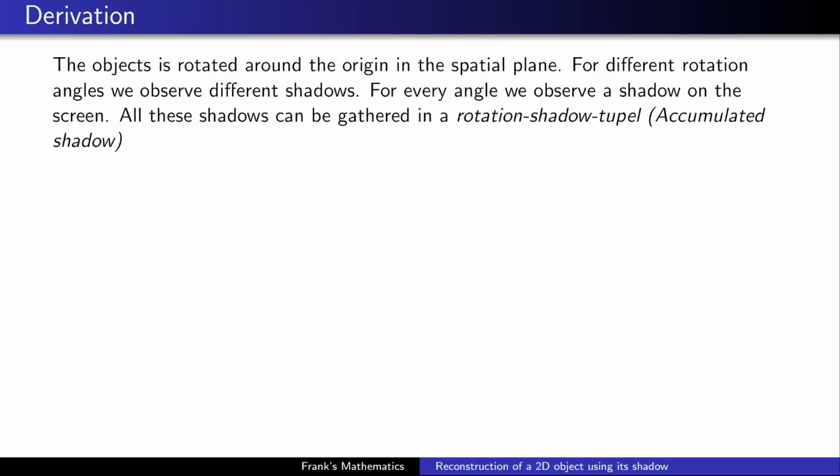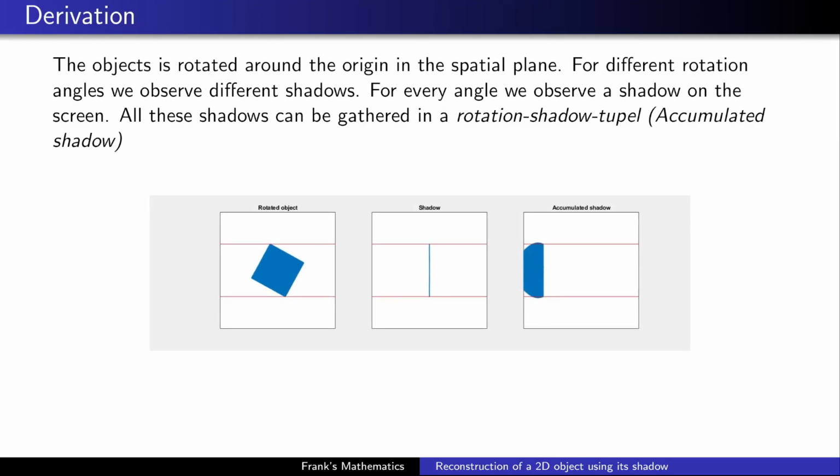The object itself is now rotated around the origin in the spatial plane. And of course, for different rotation angles, we will observe different shadows on the screen. Here you can see the rotated object and its projected shadow, let's start with a rectangle. And for every rotation angle, we can combine the shadow on the screen into a so-called rotation shadow tuple. This is shown here on the right side in the accumulated shadow.